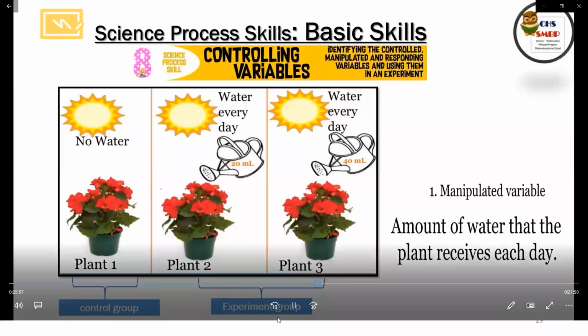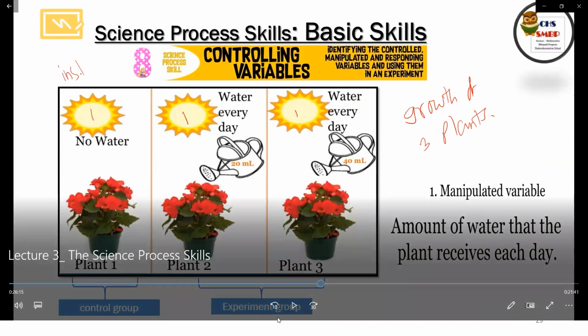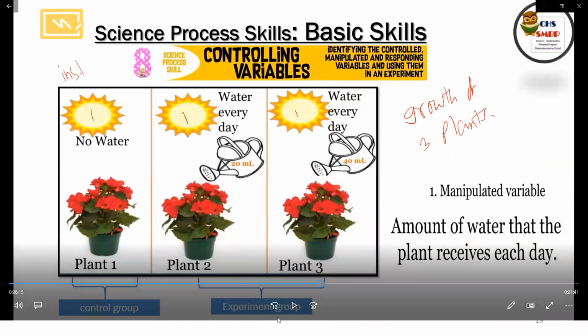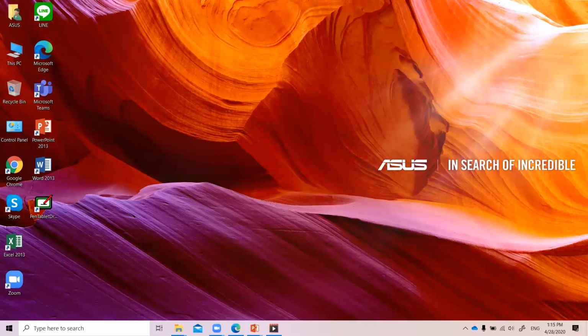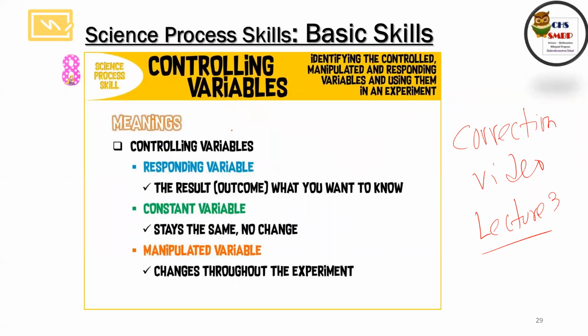You see, we would like to measure the growth. What would you like to measure? Growth of 3 plants, right? And if you look at the sun, sun, and sun, what is this? It's an instrument. So as I said, the sunlight was an instrument, but it's not correct. So that's what I would like to correct in today's video. So let me check this out with you.